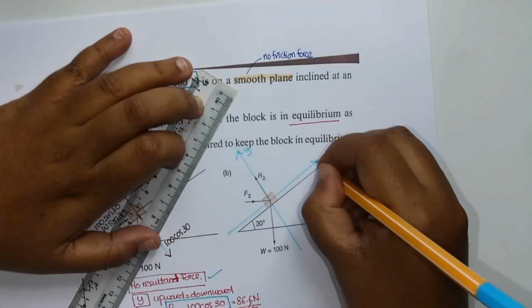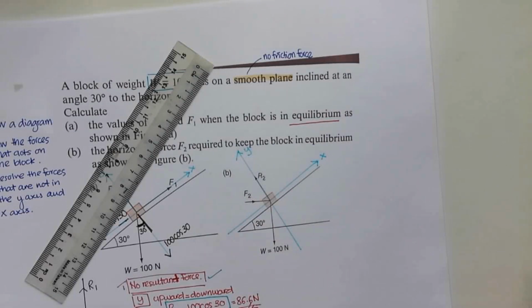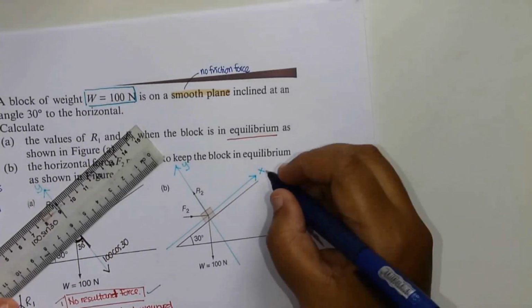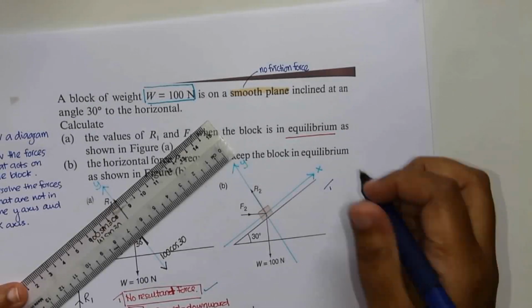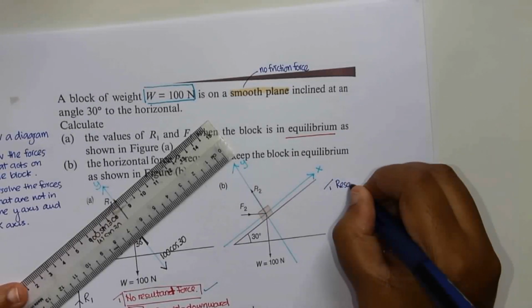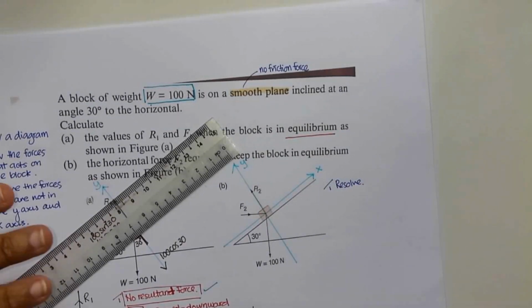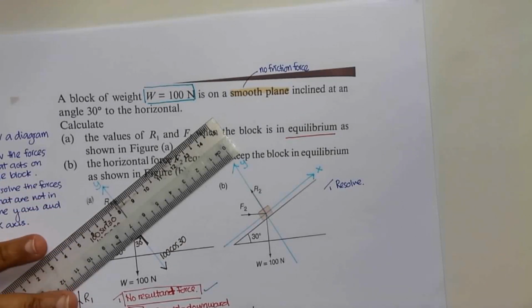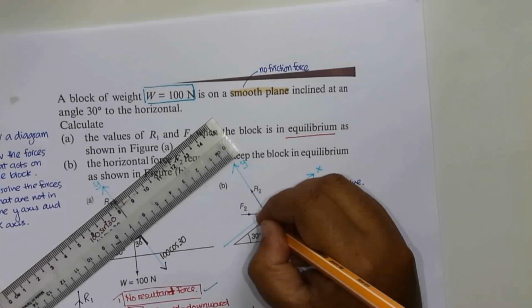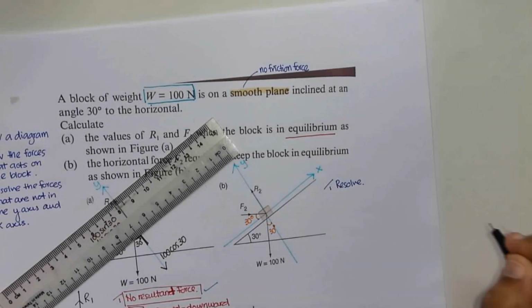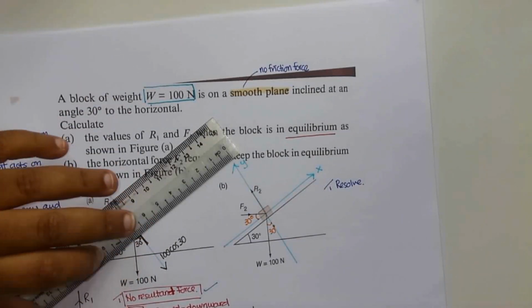This is the x-axis. The forces which are not in the y-axis and x-axis need to be resolved. Okay, so how do we do that? Here will be 30 degrees, and the same goes here, 30 degrees. It's your maths. So now we resolve.